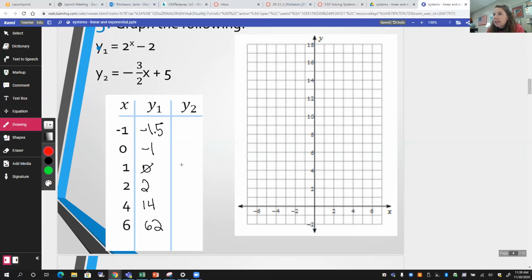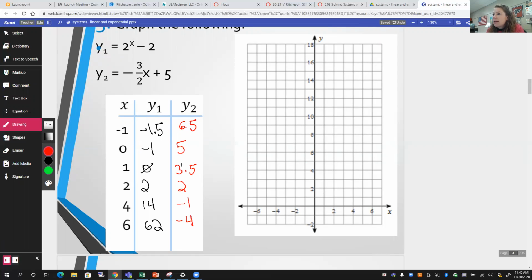So for -1, I got 6.5. For 0, I got 5. Then I got 3.5, 2, -1, and -4. All right, since I have the red on my pen, let's go ahead and graph that.